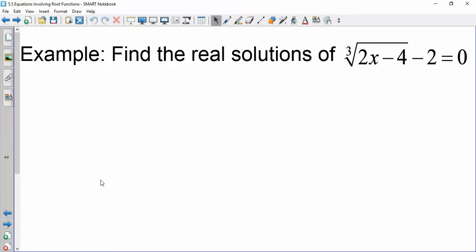We're not dealing with any imaginary solutions in this, so we're only looking for real numbers on these. So I want to solve the cube root of 2x minus 4, with a minus 2 on the outside, equals 0.